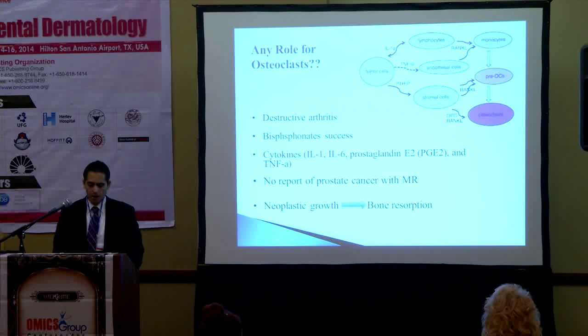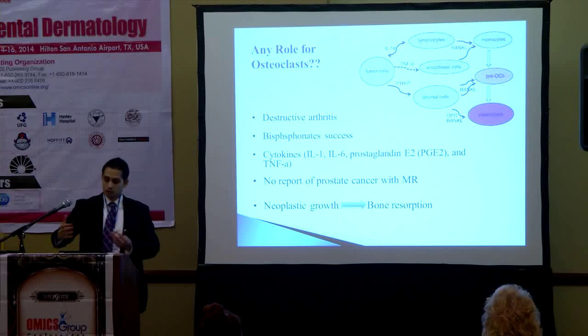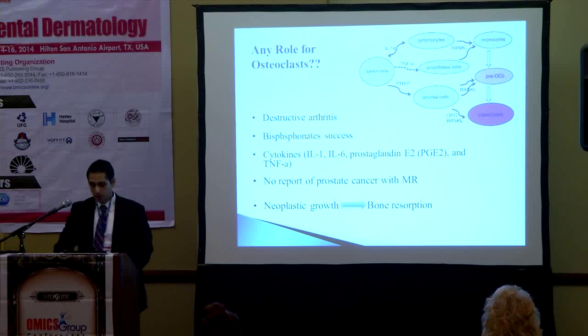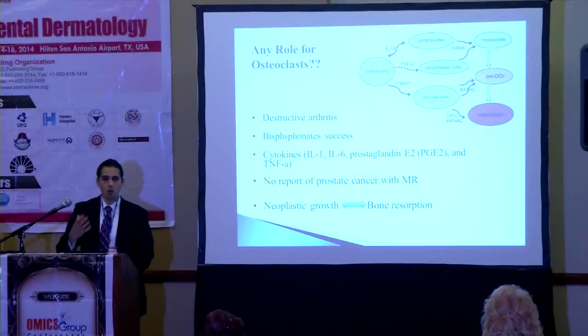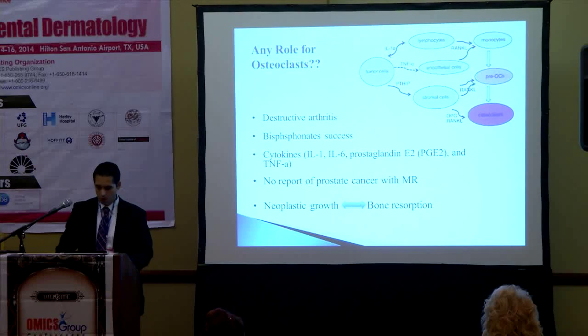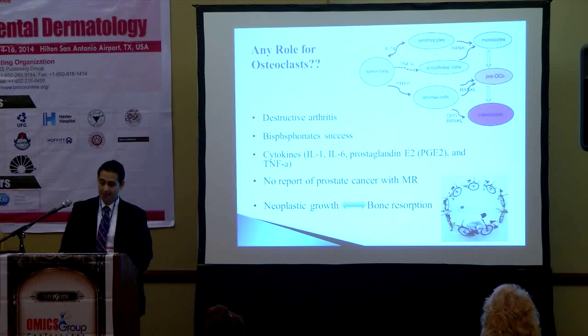So I mentioned that tumor cells can cause bone resorption through this process shown in the diagram, but also bone stores a lot of growth factors. So once you have a high bone resorption in a condition such as MR, you're releasing all those growth factors and you're actually pushing the neoplastic growth and metastases, and that's a vicious cycle which we think exists in MR.